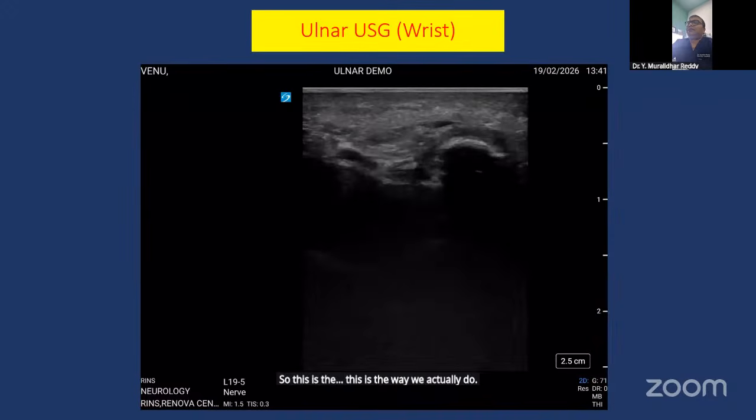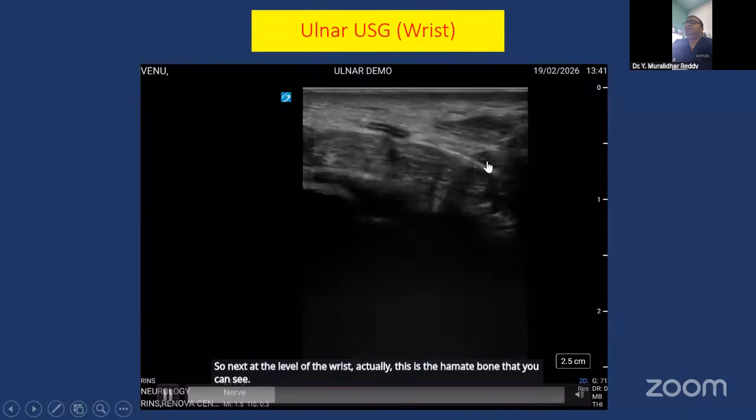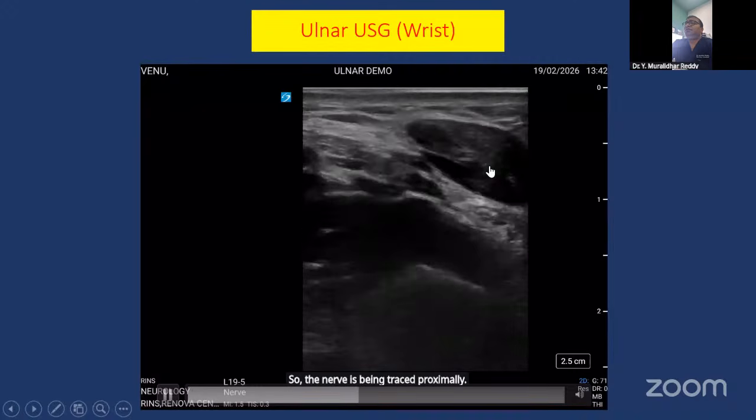So next, at the level of the wrist, this is the hamate bone that you can see. So the nerve is being traced proximally.